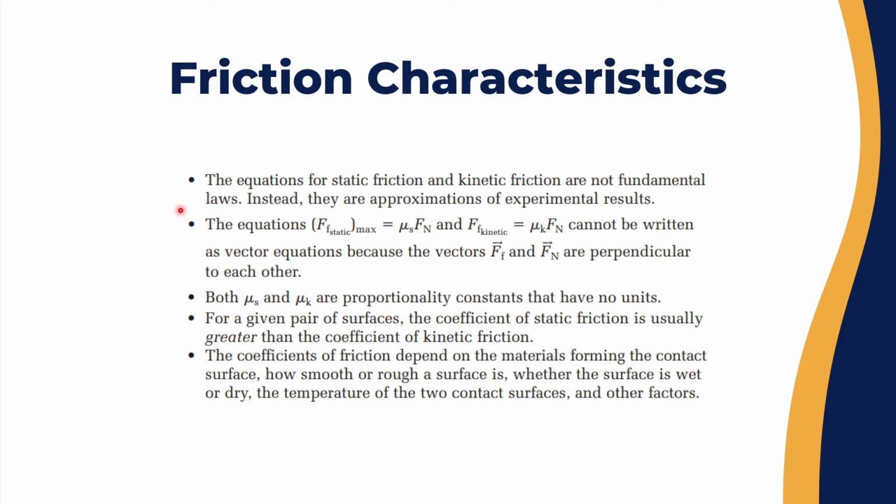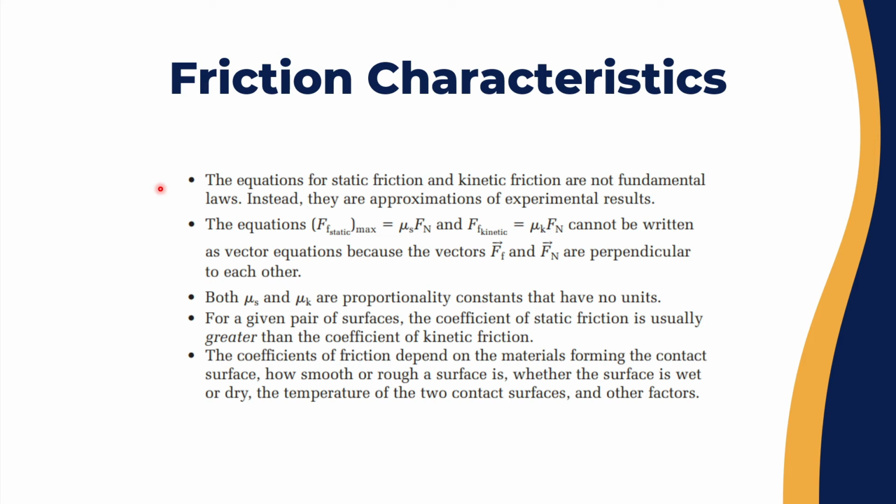Firstly, the equations for static friction and kinetic friction are not fundamental laws, but they are approximations of experimental results. So scientists or hobbyists went to the lab and tried to study how objects move, and they had their own sensors and apparatus that can tell them what force is applied. They add a mass to the object and try to drag it with a certain force. They try to change the speed and the acceleration values and come up with a table, as we mentioned in a previous topic. That table can be turned into proportions and relations.